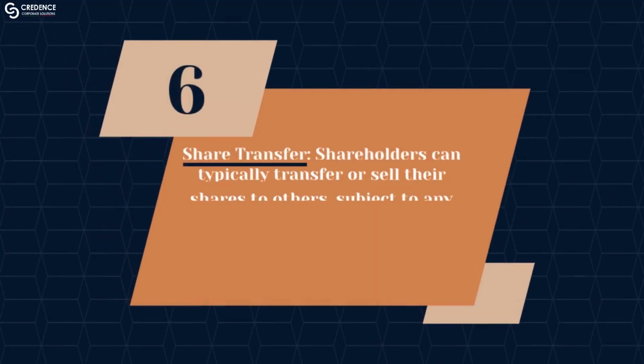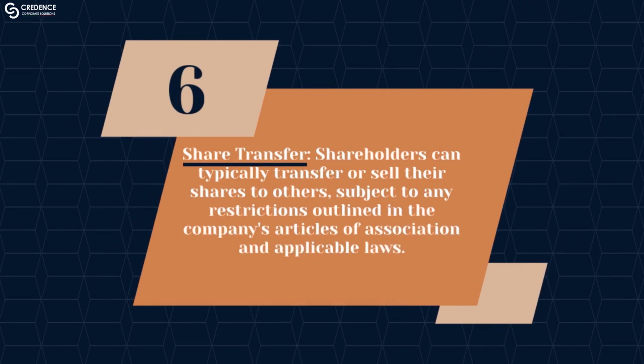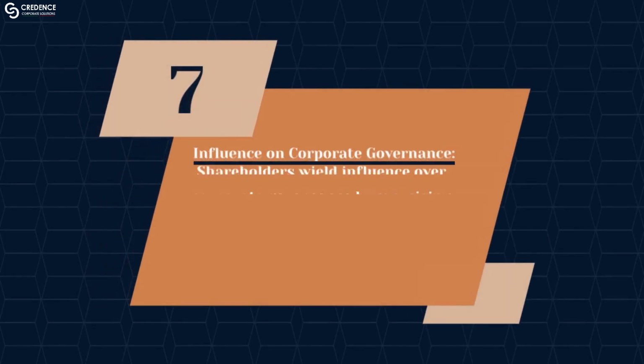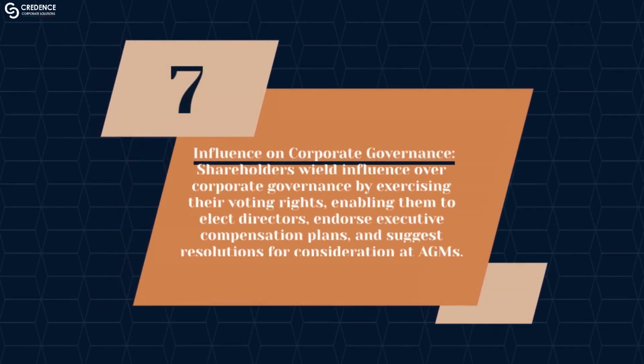6. Share transfer. Shareholders can typically transfer or sell their shares to others, subject to any restrictions outlined in the company's Articles of Association and applicable laws. 7. Influence on corporate governance. Shareholders wield influence over corporate governance by exercising their voting rights, enabling them to elect directors, endorse executive compensation plans, and suggest resolutions for consideration at AGMs.